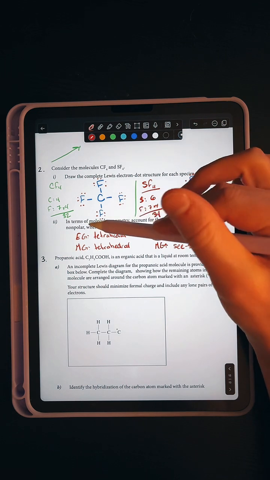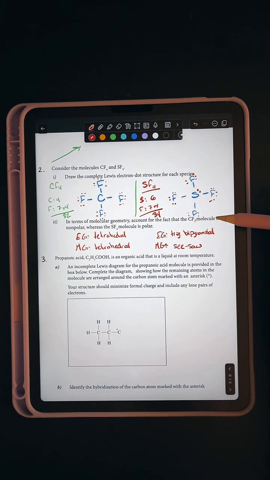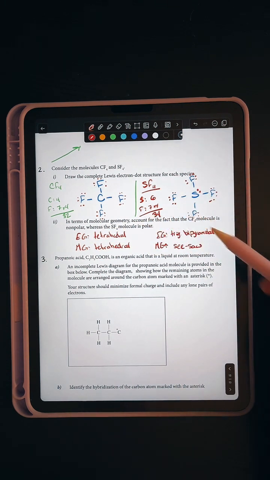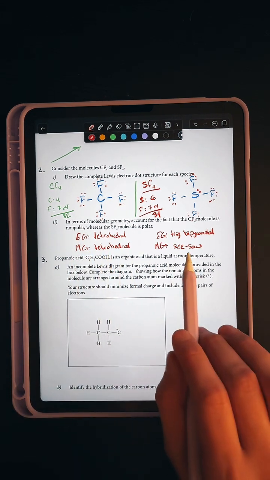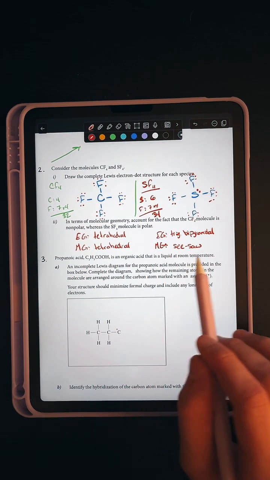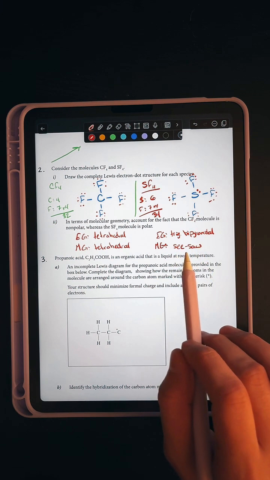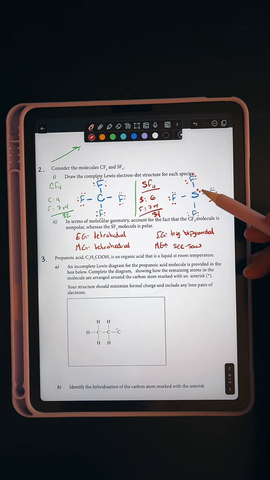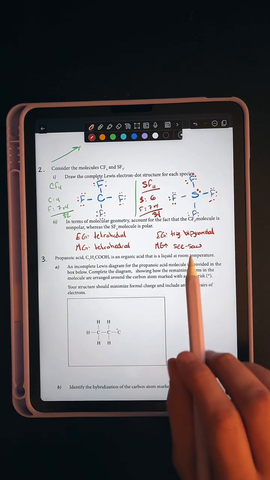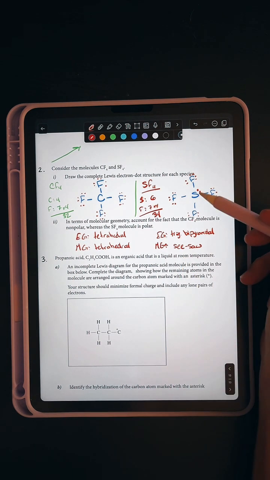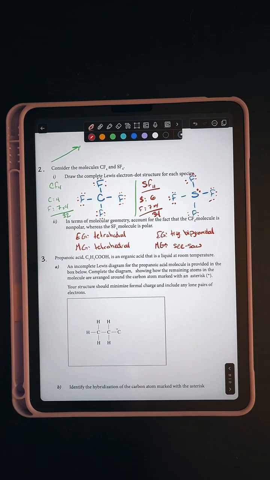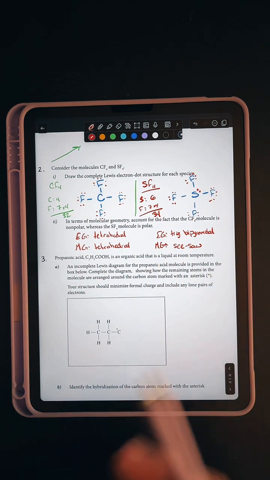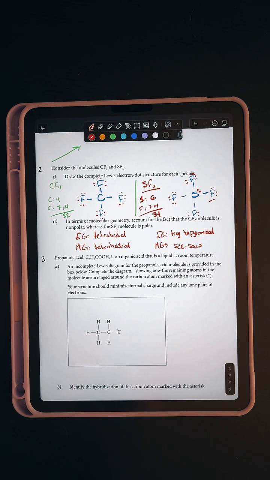So in terms of molecular geometry, account for the fact that CF4 is nonpolar, whereas SF4 is polar. Well, CF4 has a molecular geometry that is tetrahedral. SF4 has a molecular geometry that is seesaw or sawhorse. That lone pair of electrons alters the molecular geometry, because if it wasn't there, they would be the same. But because it's different, it creates a polar molecule because now we have an unequal distribution of electrons around that center atom. So because we added in that lone pair, now we have a polar molecule. And that's the general sense of this question.